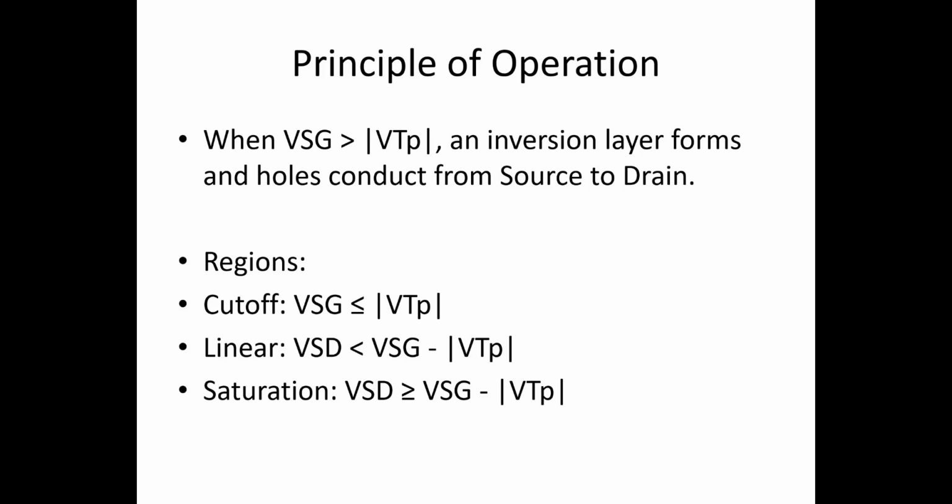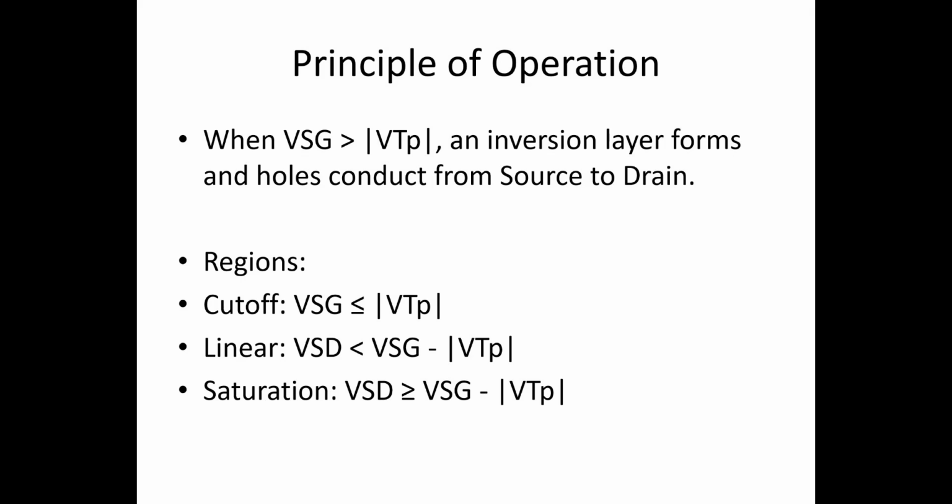Now, how does PMOS work? For PMOS, we often use VSG, that is VSG equals Vs minus Vg. If the gate is low enough, then VSG becomes bigger. When VSG is bigger than the absolute value of VTP, a channel forms under the gate. This channel is made by holes. Then holes can move from source to drain, so current flows.